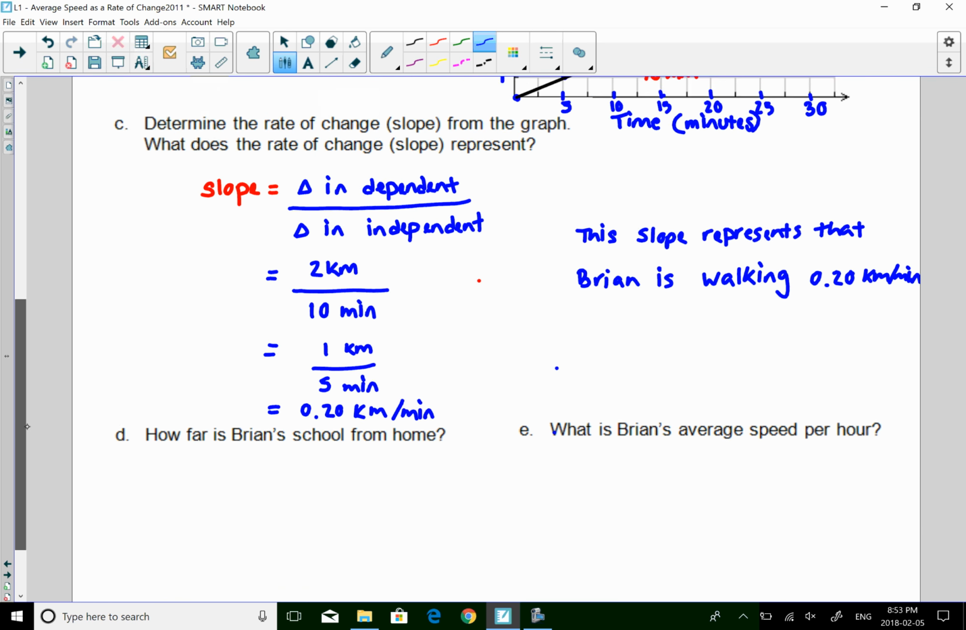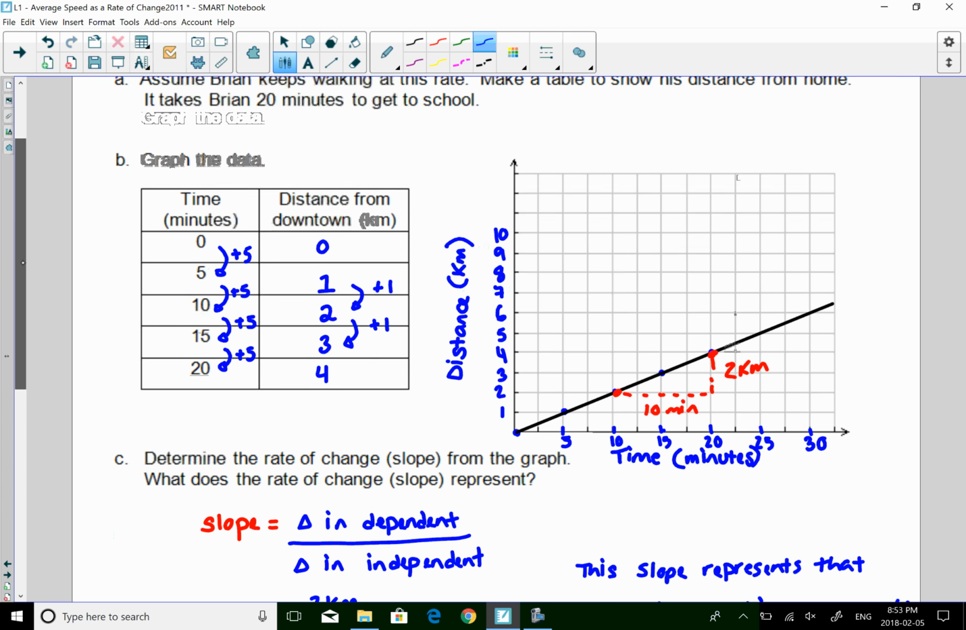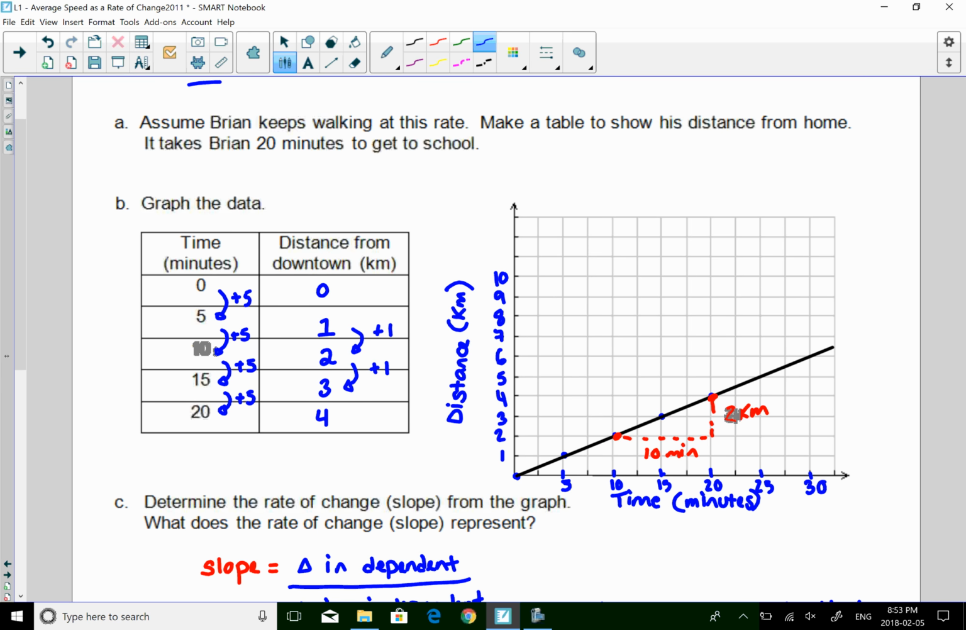How far is Brian's school from home? Well, we look at it. It takes him 20 minutes to get to school. So if we go to 20 minutes, his school is 4 kilometers away. So you can see that here.